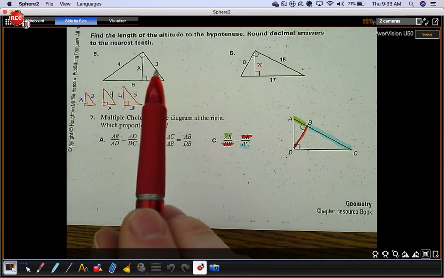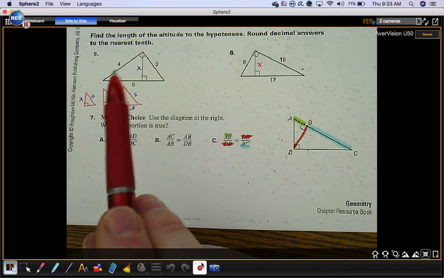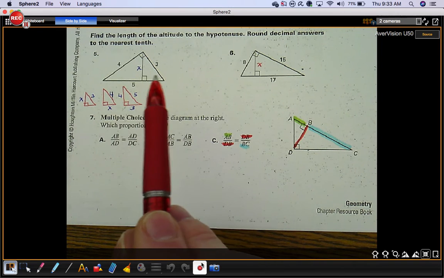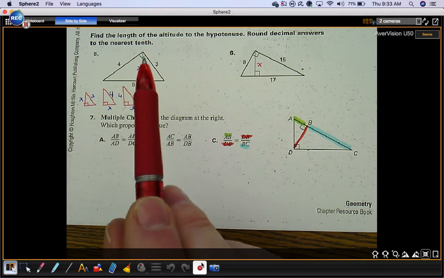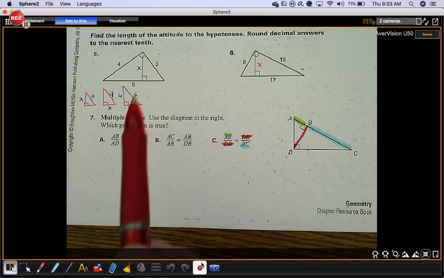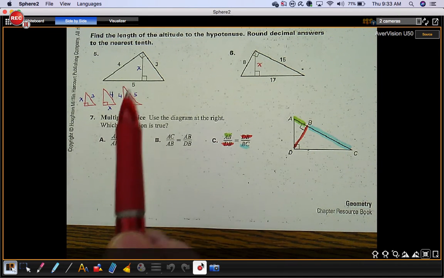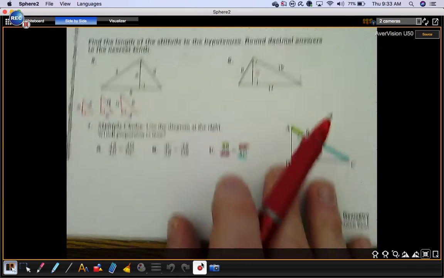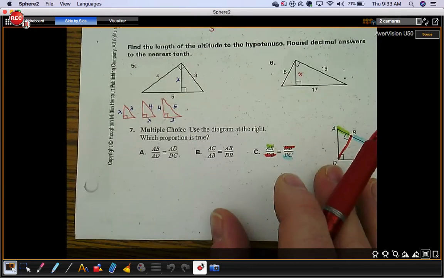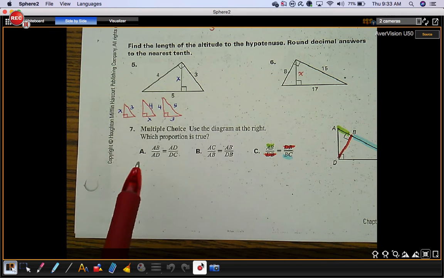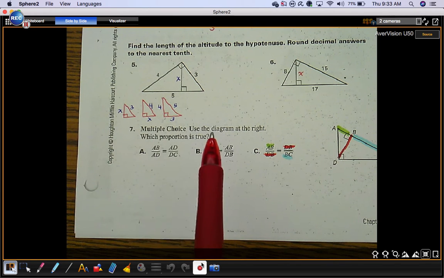You could do nearest hundredth. We usually do that as well. We did this exact same problem in the lesson. I am almost positive that this altitude to the hypotenuse is 2.4. What you need to do is split your right triangles apart, just like we did in this previous exercise. Put the lengths on that you're aware of, and since they're all similar, you can write a proportion.